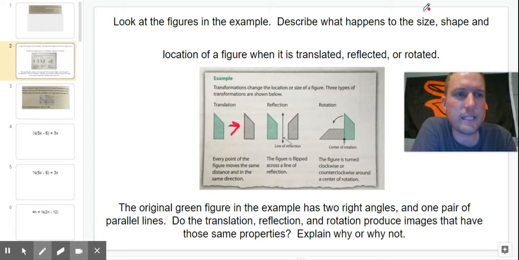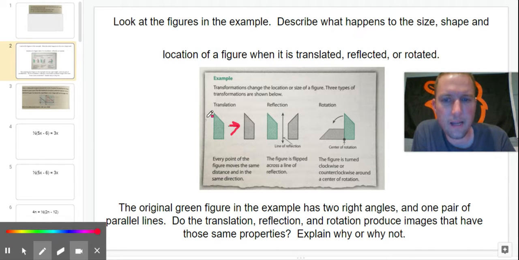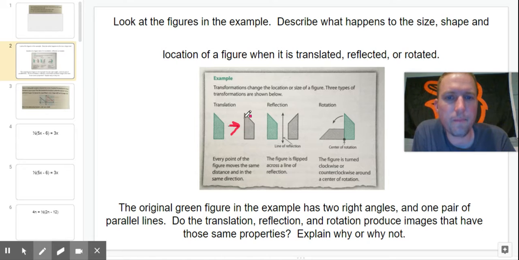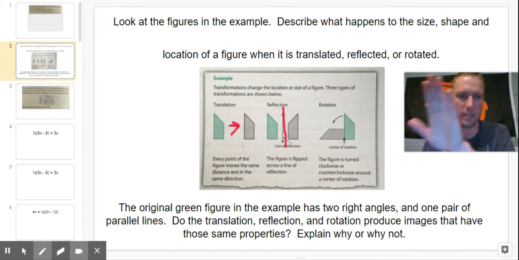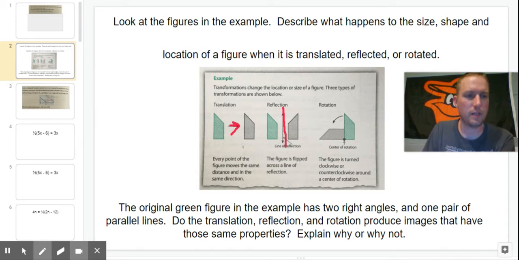So what happens to the size, shape, and location of the figure when it's translated? Well, the size and the shape stay the same. It's the same size, same shape, but the figure is moved. If we look at the reflection, here you have the original shape in green. Here is the line of reflection, and it's flipped across the line of reflection. Again, what happens to the size and shape? It stays the same, but it is changing its location because it's going from one place, flipped to another.